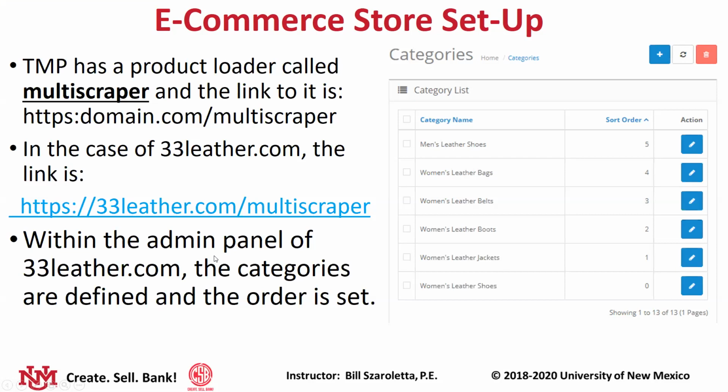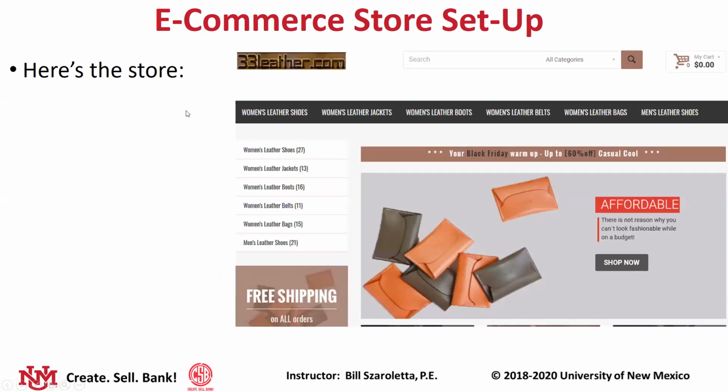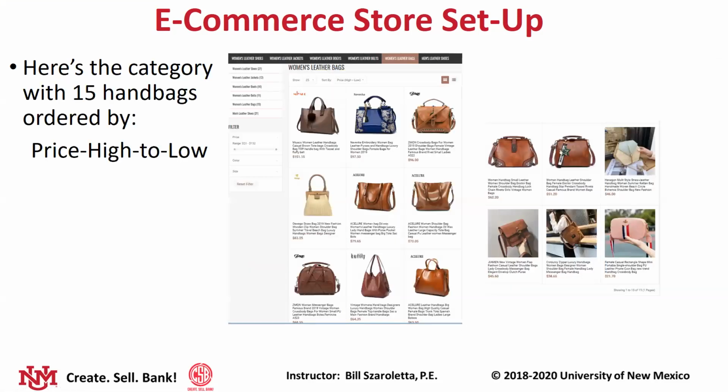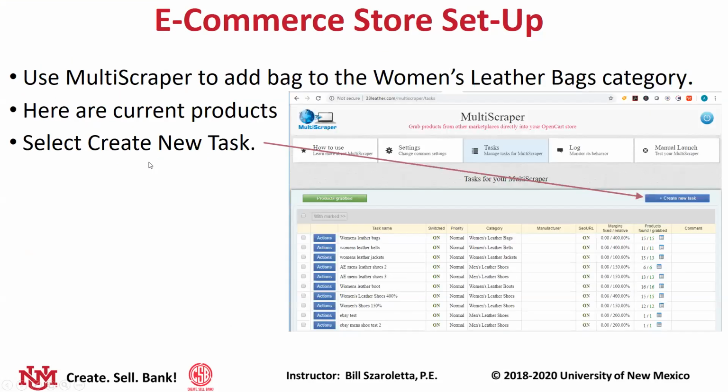So now here's the store. You've seen that, or you will see it. And the category that has 15 handbags in it at the time this was done, and it's ordered by price, high to low. So you use the multi-scraper and you create a new task.